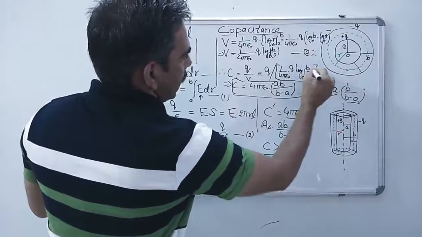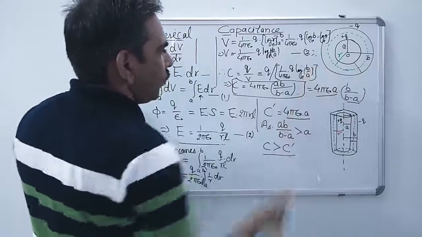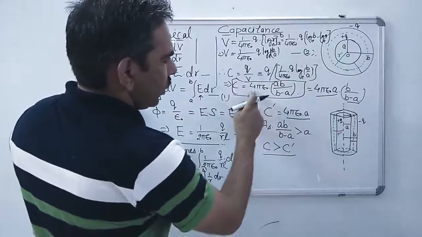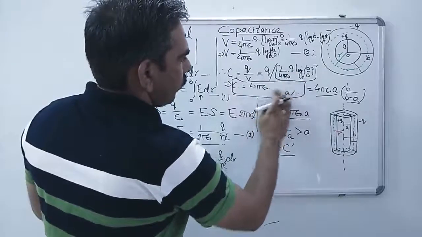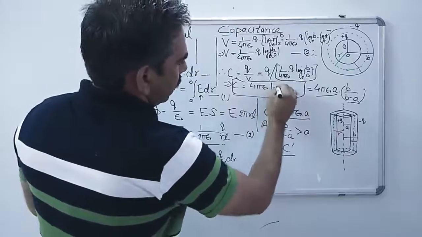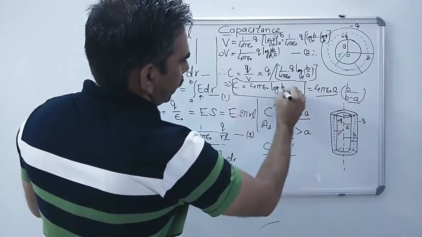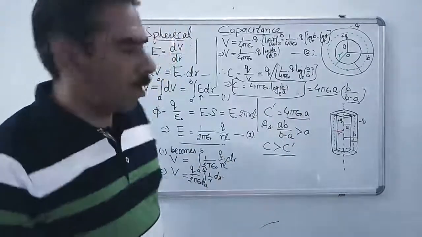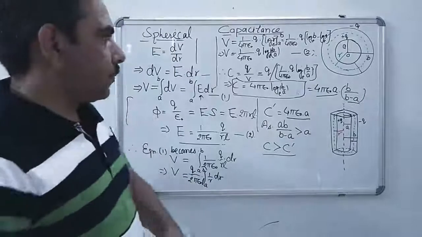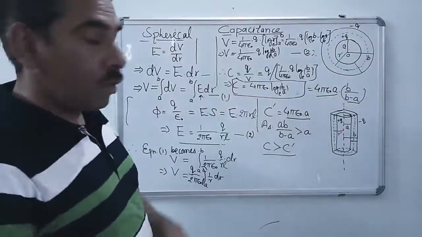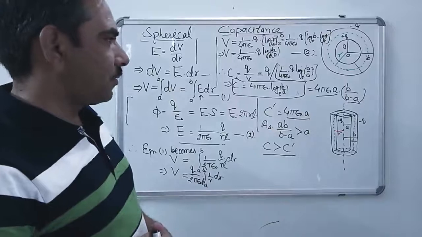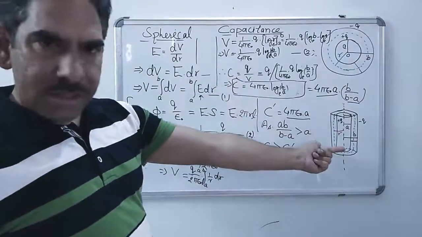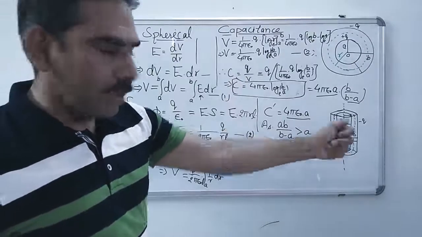Let us keep it as it is for now, and the Q cancels out, and we are left with only 4 pi epsilon naught into log b upon a to the base e. So this is the capacitance of a parallel plate capacitor. No, sorry, cylindrical capacitor. We can see that each and every step is the same, only that the situation is different, in that it is a cylindrical Gaussian surface.